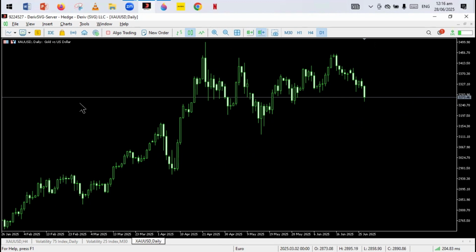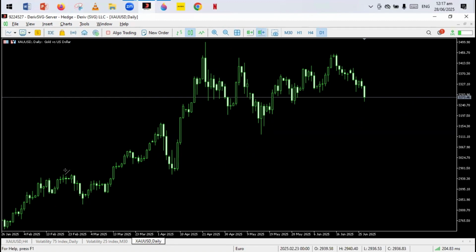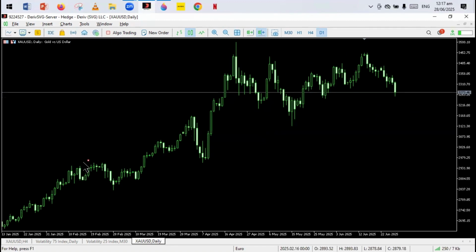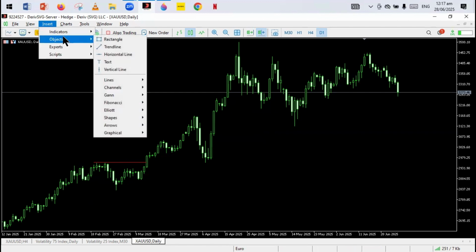And to mark your break of structures, you basically have to go to insert, click on objects, select the trend line, and then drag it from that high, drop, and drag like that. That is how you mark your break of structure, because we are breaking this high to the upside. And it's very, very important that you mark your levels all the time. Don't mark levels with your eyes, mark levels on the chart always.